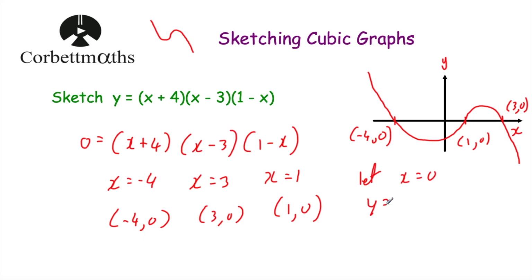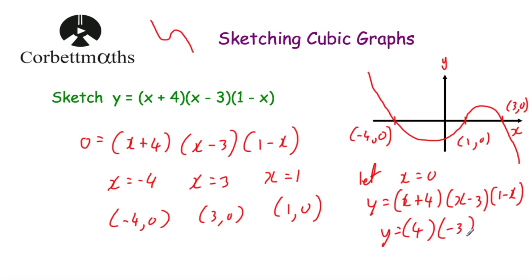So we had y equals x plus 4, x minus 3, and 1 minus x. So if x is equal to 0, we've got 0 plus 4, so that's 4. We've got 0 take away 3, so that's minus 3. And we've got 1 take away 0, which is 1. And let's multiply these. 4 times minus 3 is minus 12, times 1 is minus 12, so y would be equal to minus 12. So that means it crosses here at 0, minus 12. It's got a height of negative 12 there.